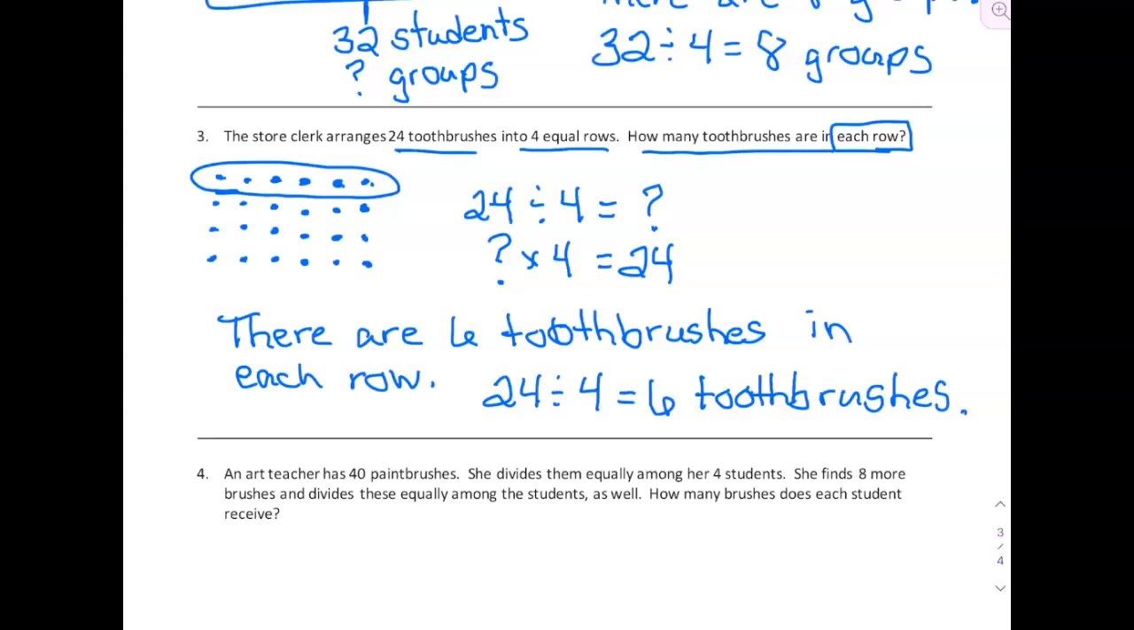If you want to try number 4 as a challenge before you do your problem set, go right ahead and do that, and you can send it to me if you want to, and I'll take a look at it.